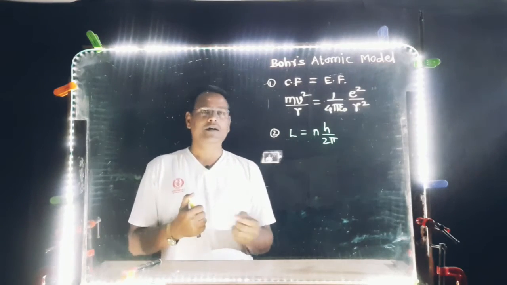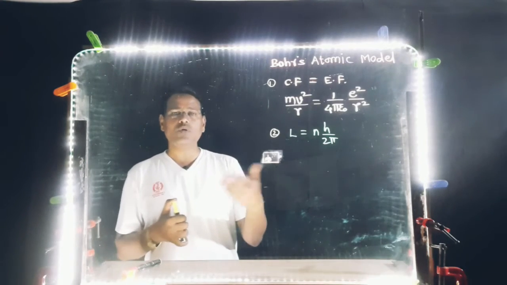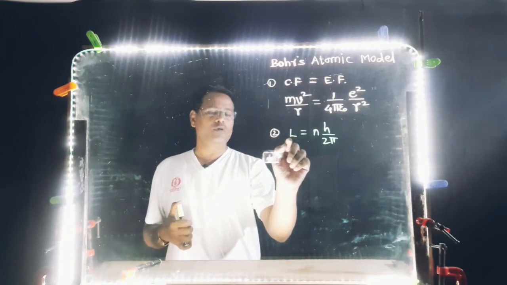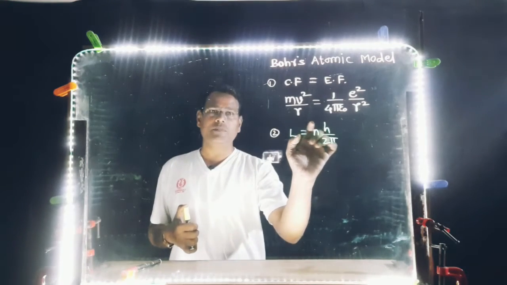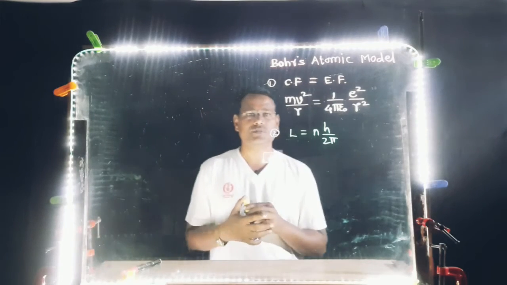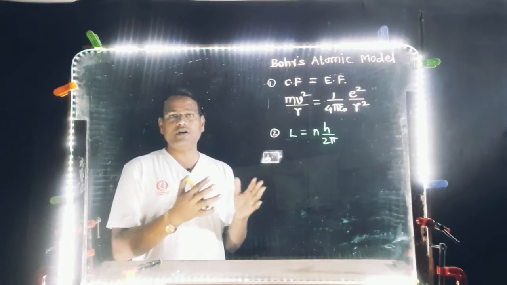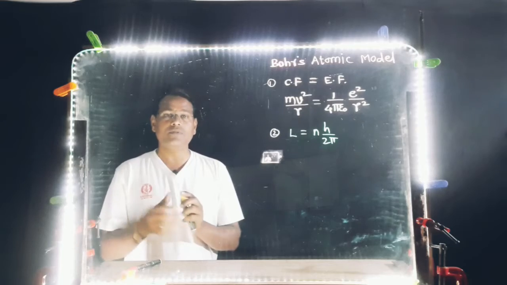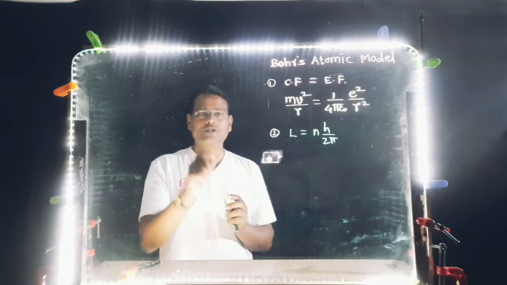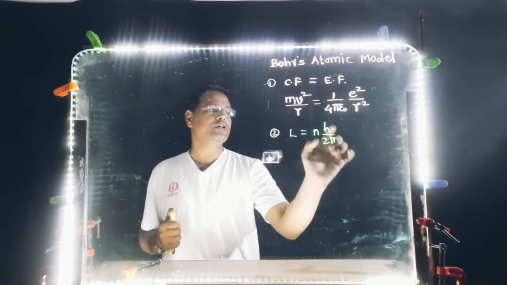Bohr suggests that the electron in a circular orbit in an atom can revolve without radiating energy only in those permissible orbits for which its angular momentum L is equal to an integer multiple of h by 2 pi, where h is Planck's constant. We have seen Planck's constant in the last chapter. So this is the conditional part. Also you can state that the electron can revolve in a hydrogen atom in those permissible orbits for which its radius has a fixed value, and that fixed value is given in terms of n, or angular momentum L equal to n into h by 2 pi.